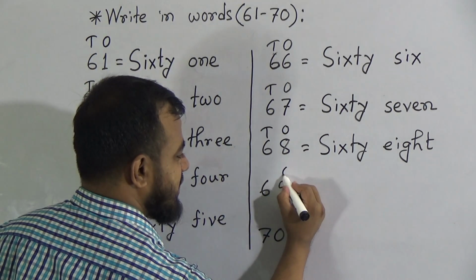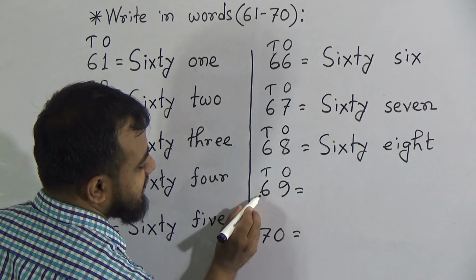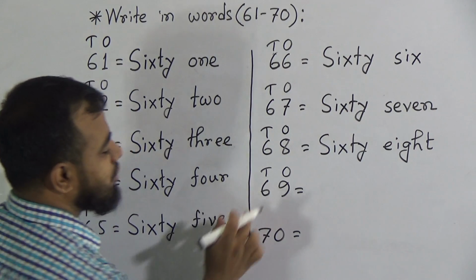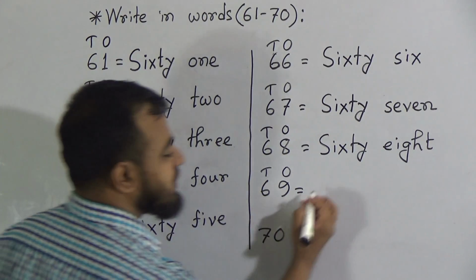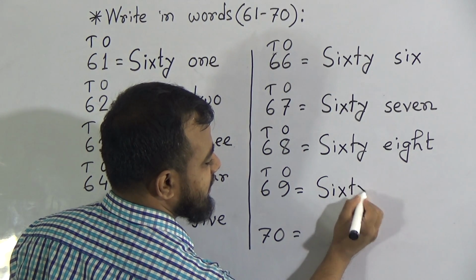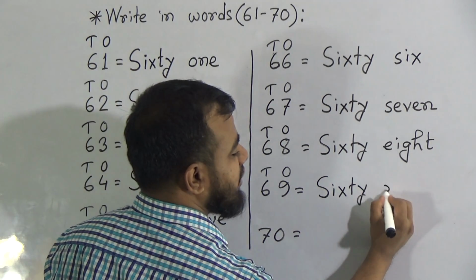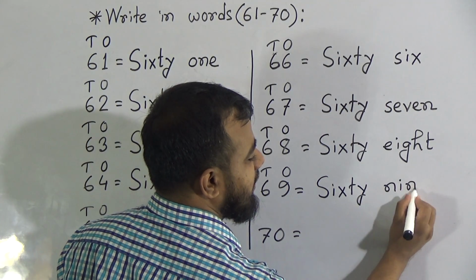After 68, the number comes which is 69. 9 is in ones place and 6 is in tens place. So it's 69. Dear students, to write 69, we write at first the spelling of 60, S-I-X-T-Y. After that, we write the spelling of 9, and you know that very well, N-I-N-E.